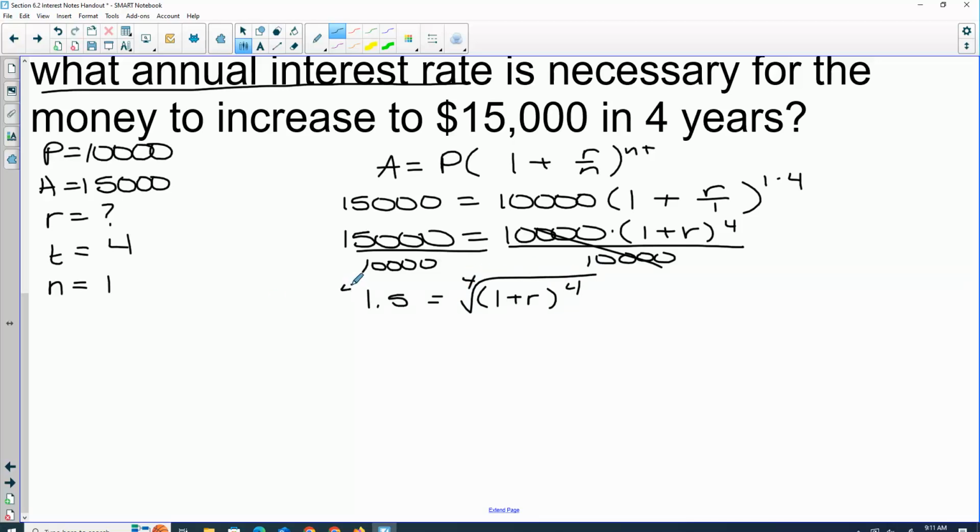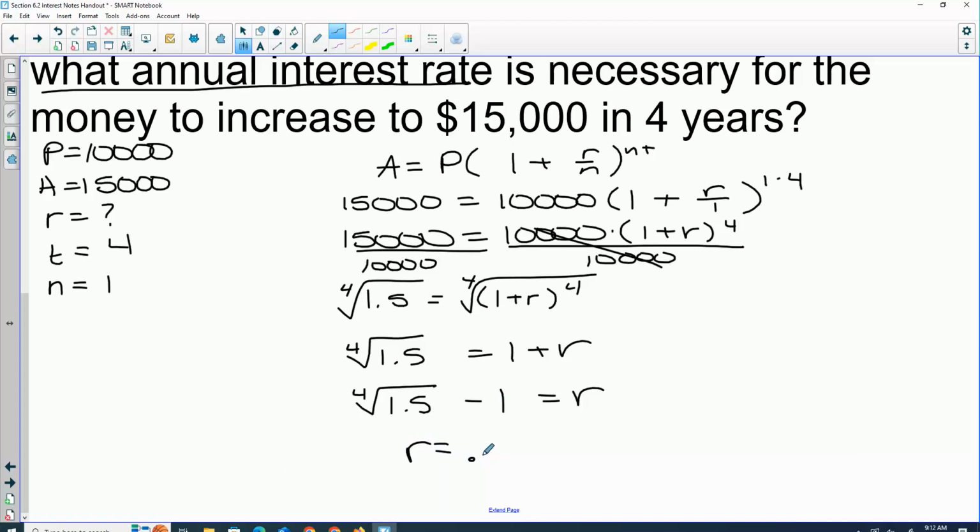Typically, we add a plus and minus with it, but can you have a negative interest rate? No, so we don't need to here. And then to get r by itself, you would just subtract 1. So I could do the fourth root of 1.5 minus 1. Minus 1 is not under the radical. So I got 0.10668, so that would be 10.67%.